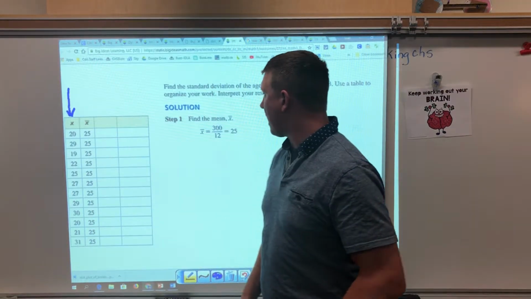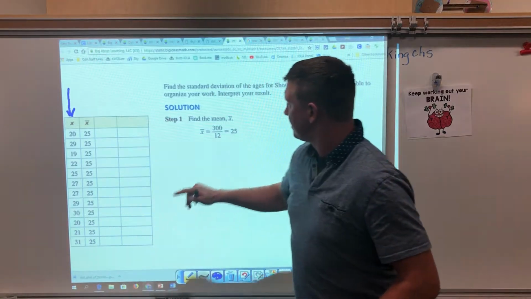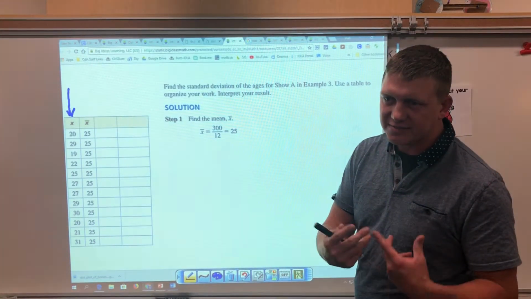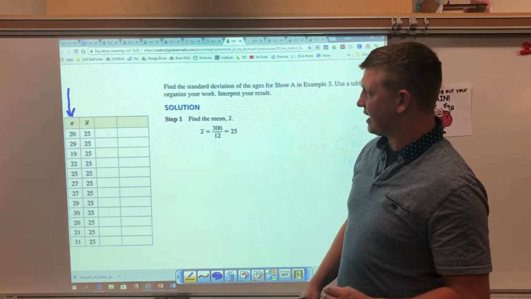If I was to calculate the average, I would have to add them all up, and I'd get 300. And then there's 12 data points, so I divide by 12, and I get 25. That's my average. That's my mean. Okay, that's the first step in calculating the standard deviation.